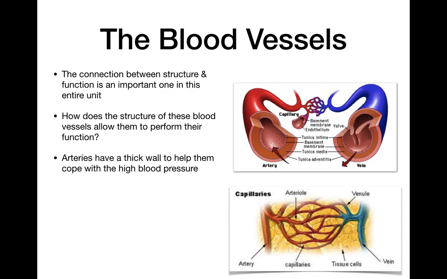Well, arteries, if you notice, have a very thick wall and muscular lining, and that helps them cope with high blood pressure. With the blood in the arteries coming directly from the heart, it's going to be under high pressure, and we don't want the blood vessels to stretch too much. So we have these muscular parts of the arteries that allow them to have that flexibility to absorb that high pressure.